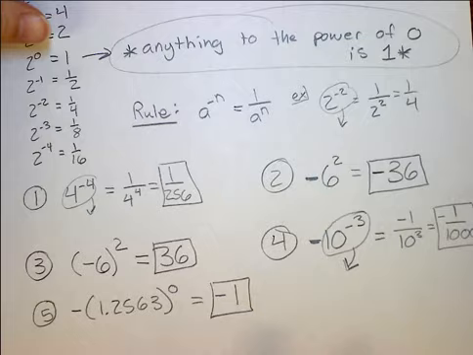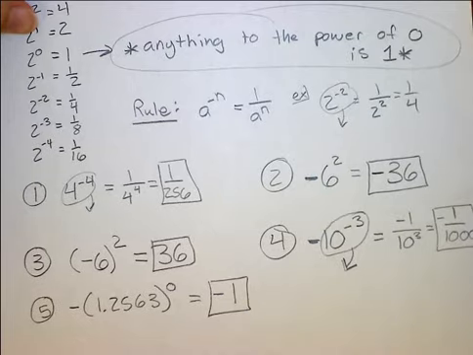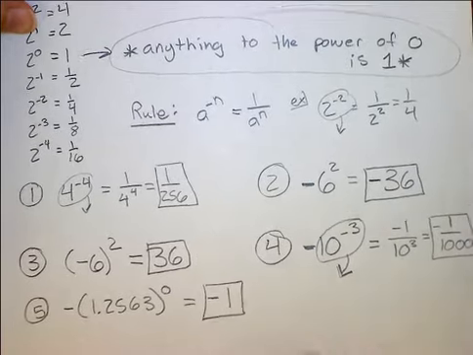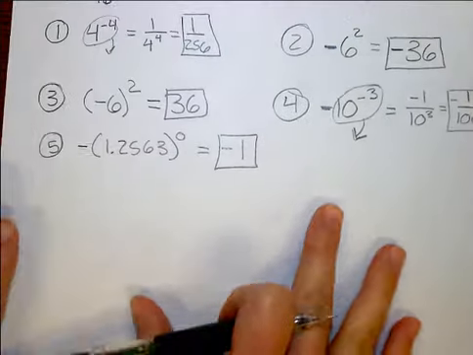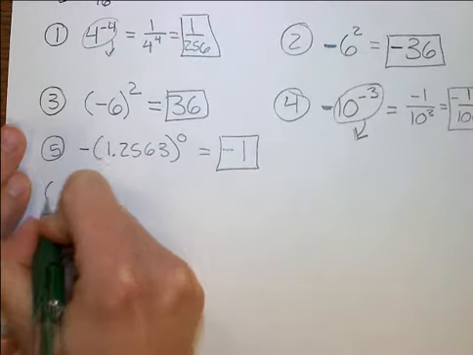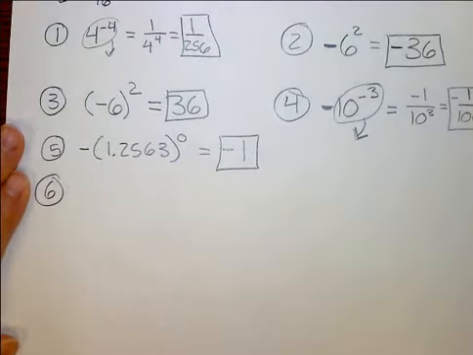Those are some of the examples with numbers, but you can also do this with variables. So let's look at number 6. And remember, your whole goal is you cannot have negative exponents in your final answer. You always have to make them positive.